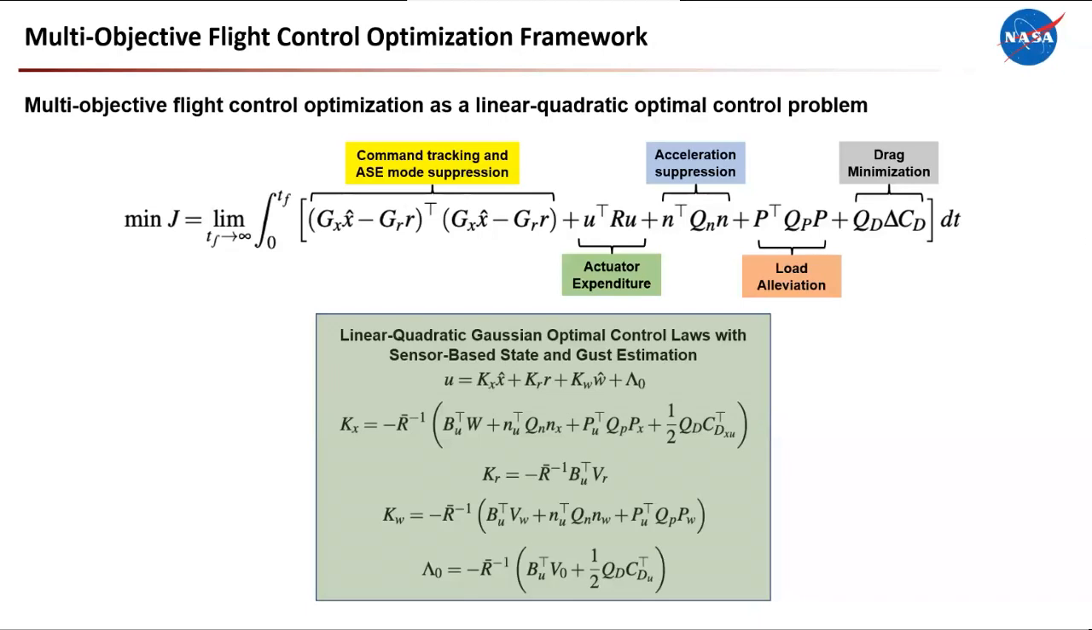And so we synthesize all these objectives together in this optimal control framework, and we obtain the control design and control gain through the so-called linear quadratic regulator design. And if we have sensors, then we have to use some sort of state estimation via Kalman filter to reconstruct the state information. So this is what we're trying to do with this multi-objective flight control. Next, please.